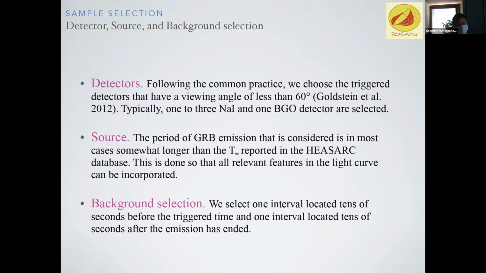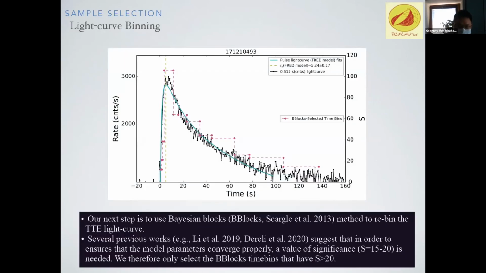The source selection is the period of the GRB emission that is considered, in most cases somewhat longer than the T90 reported in the GBM catalogs. This is done so that all the relevant features in the net curve can be incorporated. For the background selection, we select one interval located tens of seconds before the trigger, and one interval located tens of seconds after the emission has ended.